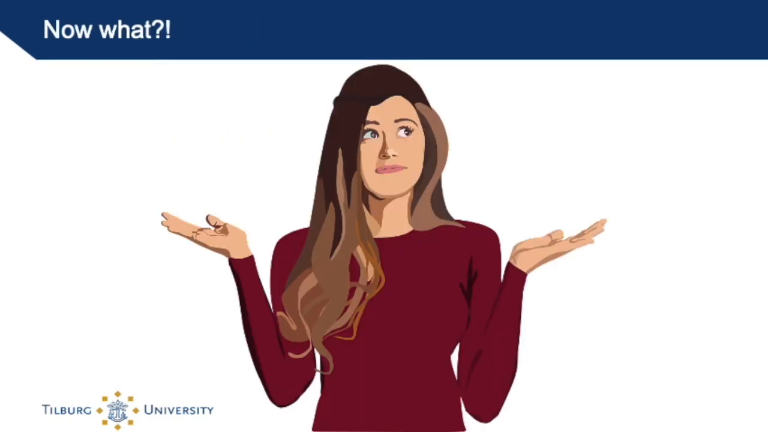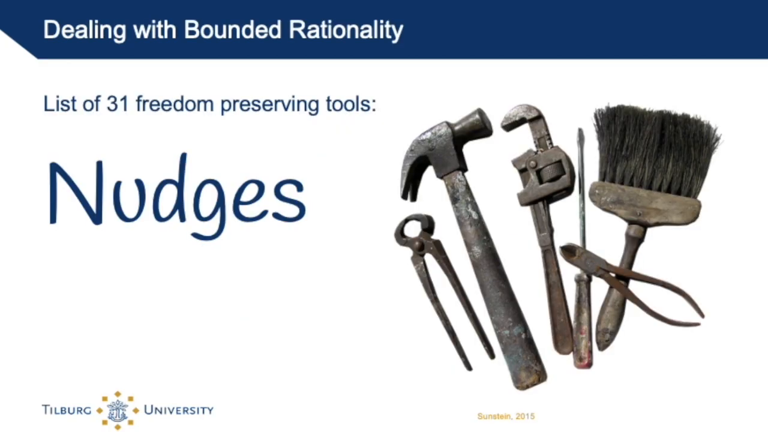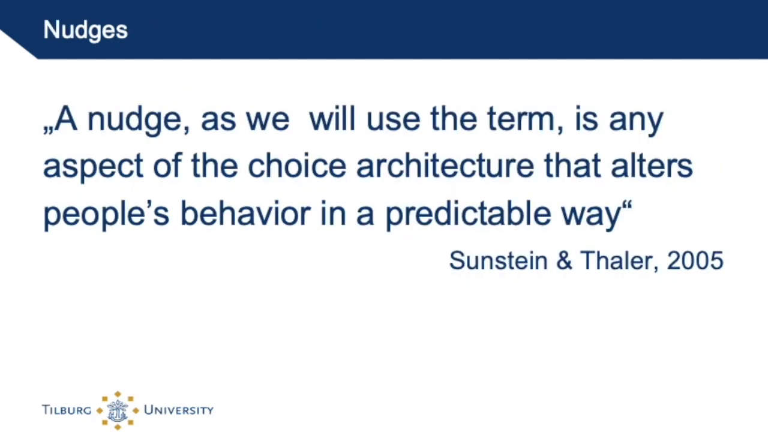How can we do something to help people make better decisions? And this is what Sunstein and Thaler also wondered, and what they propose is nudging. So as a way to do some definition work, a nudge, as we will use the term, is any aspect of the choice architecture that alters people's behavior in a predictable way. So that sounds pretty steep as a definition. So what I'd like you to do is to take a moment and pause this video, try to reformulate that definition so that you can understand it.